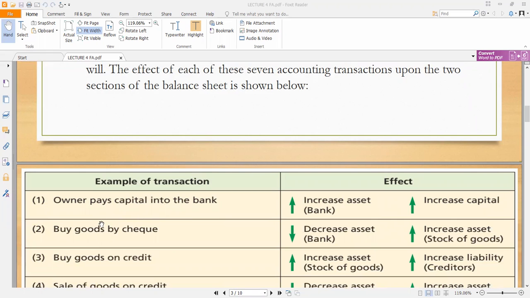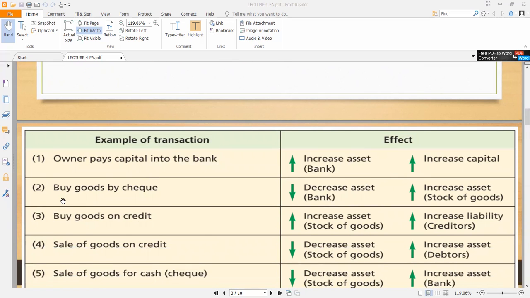Now let's look at an example. The first one, we are saying the owner pays capital into the business. You're able to see the capital, which is the $60,000. When they pay the capital, the effect it has on the asset is that it increases, meaning money at the bank increases, which means that there's an increase in capital.